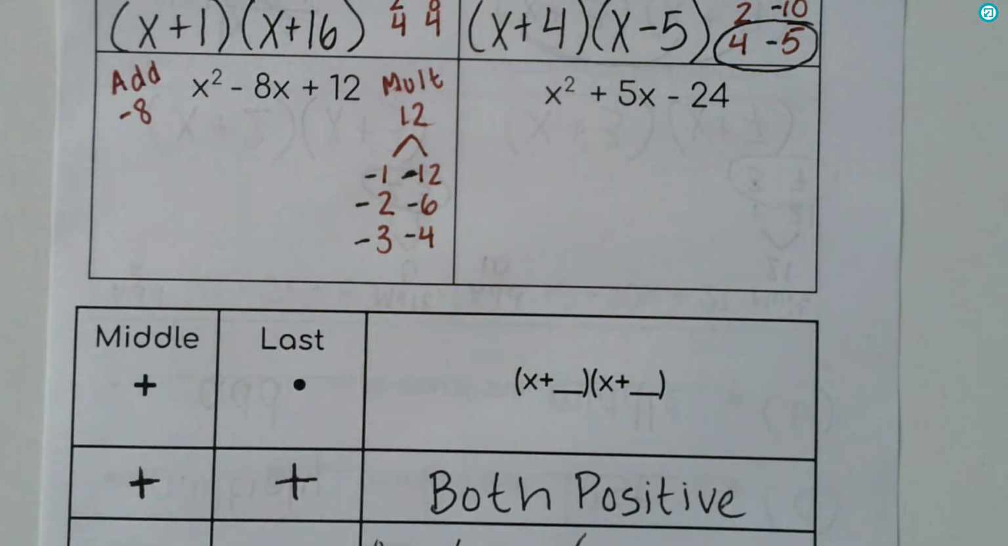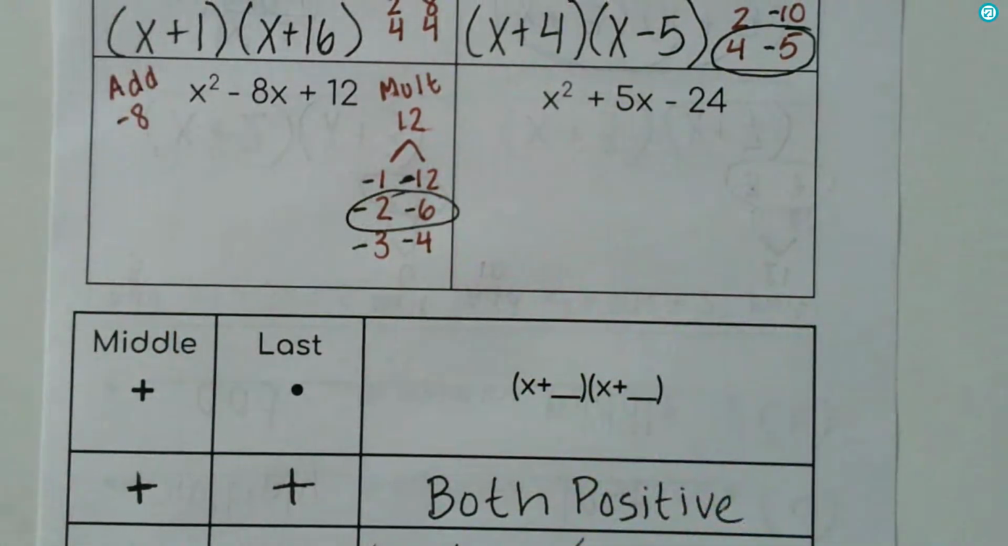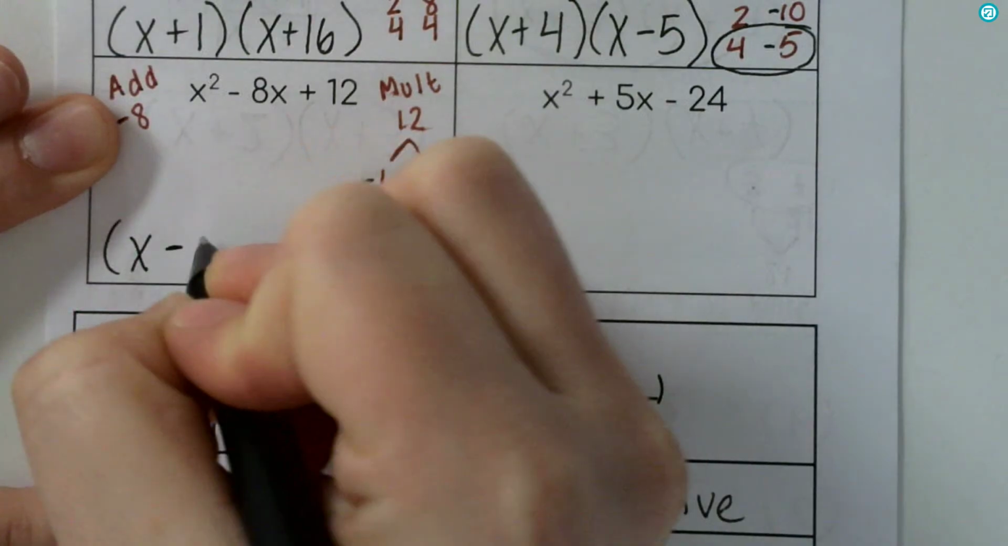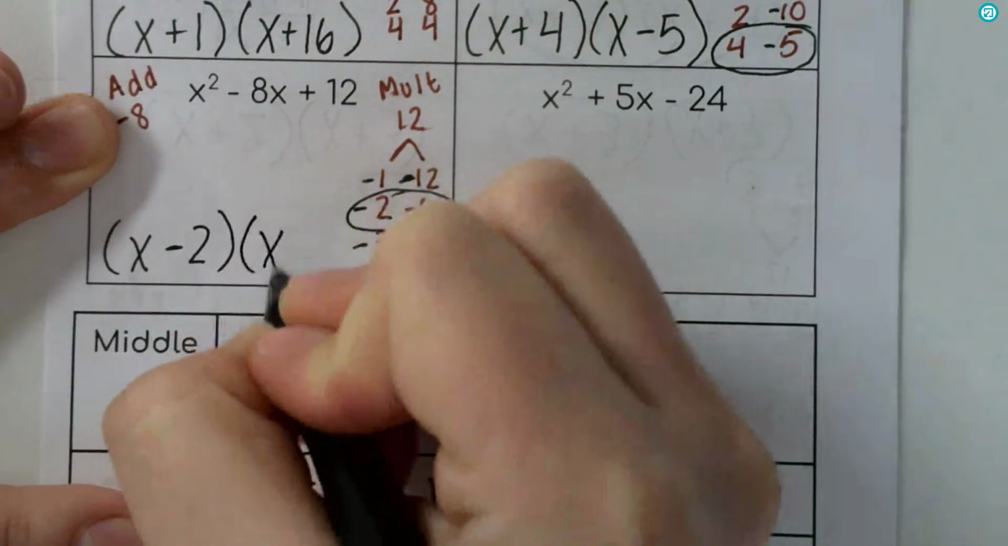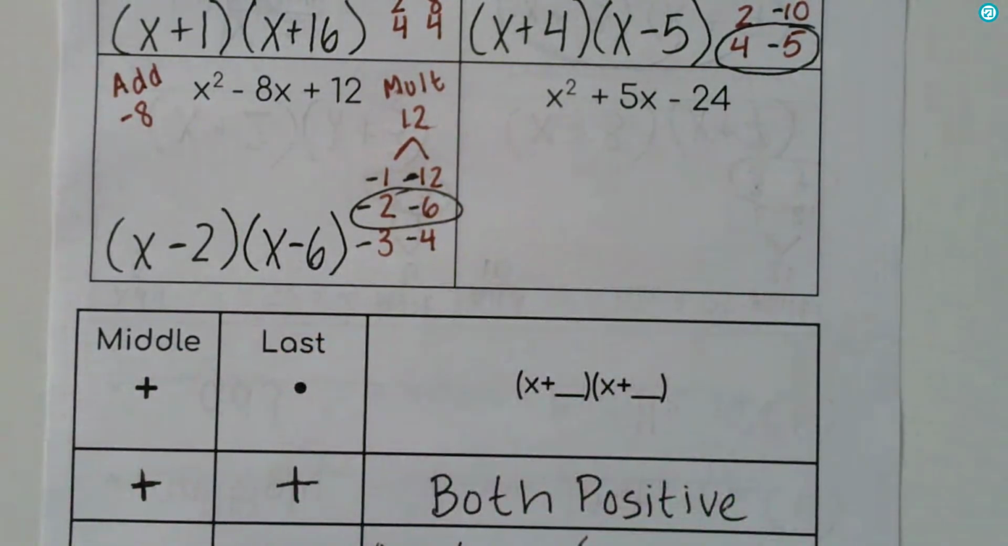Since everybody's negative, you can pick the ones that would add to be +8, but then they're both negative, so then they add to be -8. So I've got -2 and -6, because 2 plus 6 is 8. -2 plus -6 is -8. When I write my answer, I'm going to write x minus 2 and x minus 6. I did it on the last one, but I didn't mention it out loud. Do not write x plus -2 and x plus -6. That's just unnecessary. It's going to mess things up in the future.